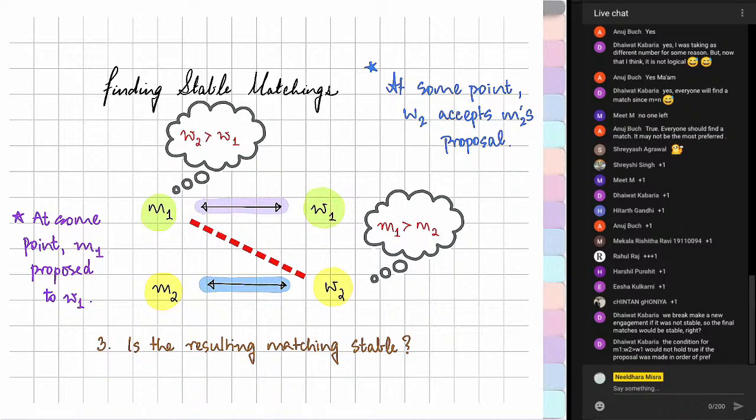Yeah, that's another way of putting it, that M1 prefers W2 over W1 would not hold true if the proposals were made in order of preferences. One way of saying that is that given that M1 apparently likes W2 better than W1, before proposing to W1, M1 would have proposed to W2. Because we are going in order of preferences, right? So I'm just converting your contradiction argument to a more straightforward one, where we say that M1 must have proposed to W2 first.